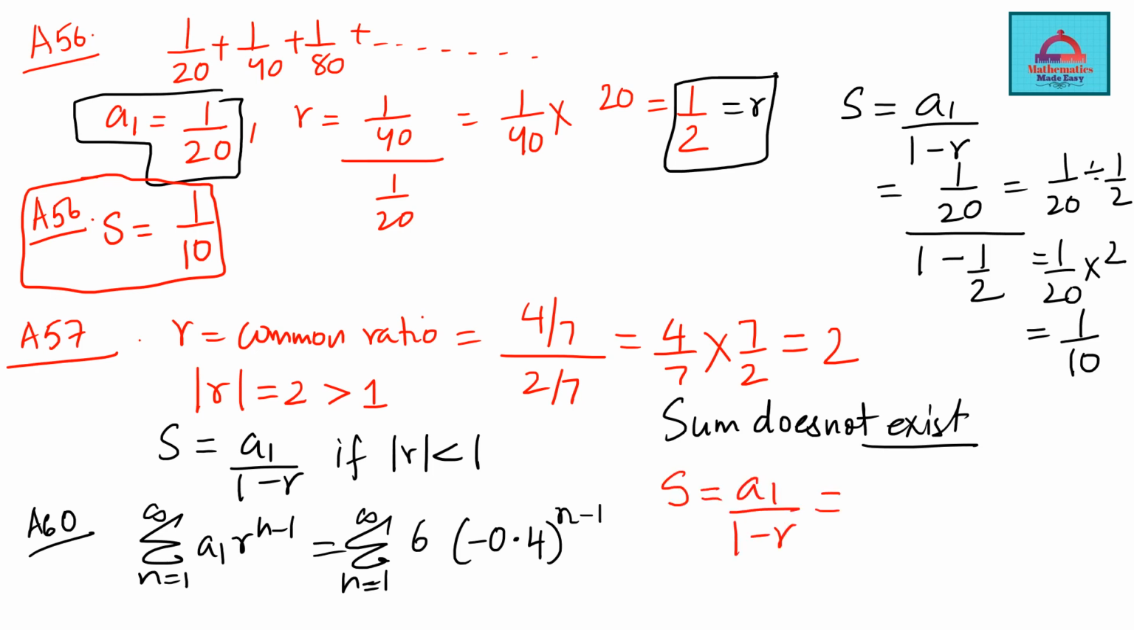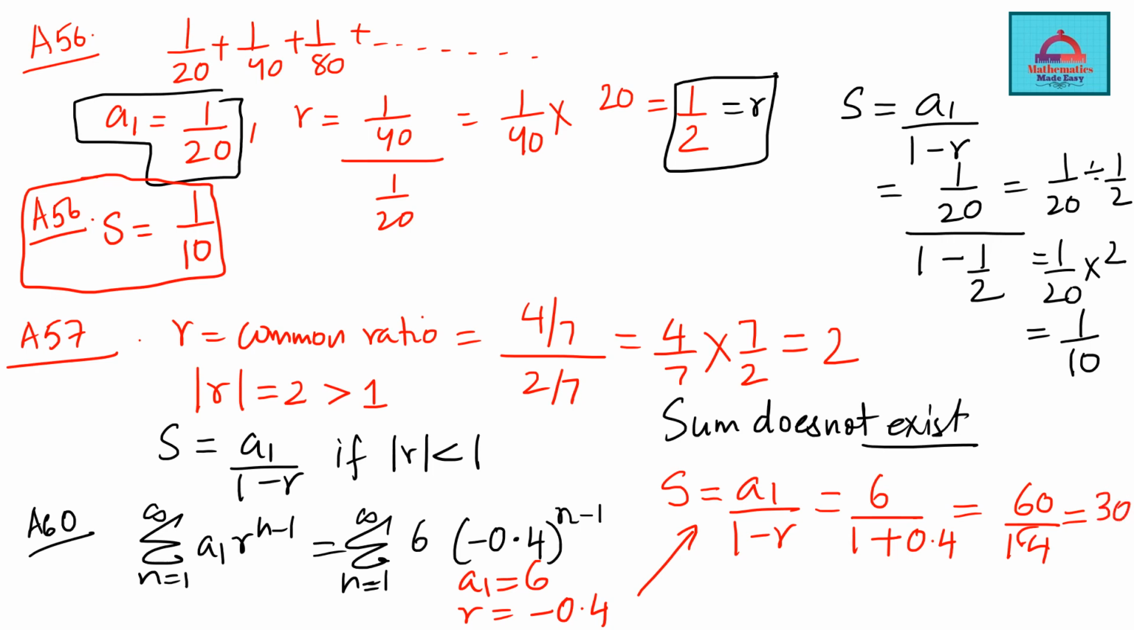Now directly your A1 is 6 and your R is negative 0.4. So directly we can just substitute, and this comes out to be 6 over 1 plus 0.4. If you're wondering how this negative changed to positive, remember the common ratio R is negative here. So negative of negative is positive. So this is 6 divided by 1.4. Remove the decimal, this becomes 60 over 14. Simplify, divide by 2. So 30 over 7. So the sum here, final answer is 30 over 7 for the sigma series.